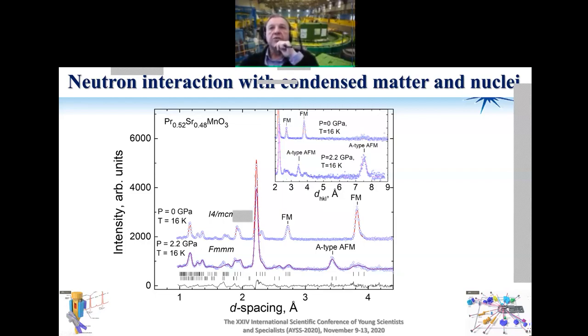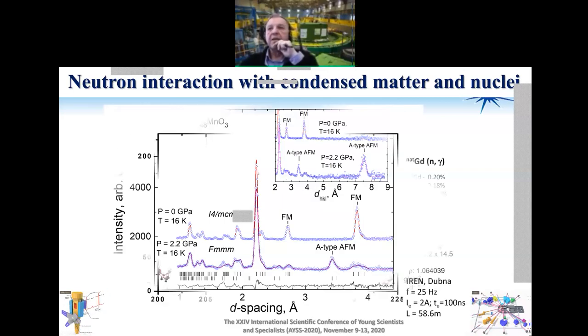And the position of these diffraction peaks and the area under these diffraction peaks give us the possibility to reconstruct, to decipher the crystal structure of this specific material which is under investigation. In this specific case, this is a complicated crystal made of rare earth elements and manganese oxide at different concentrations.